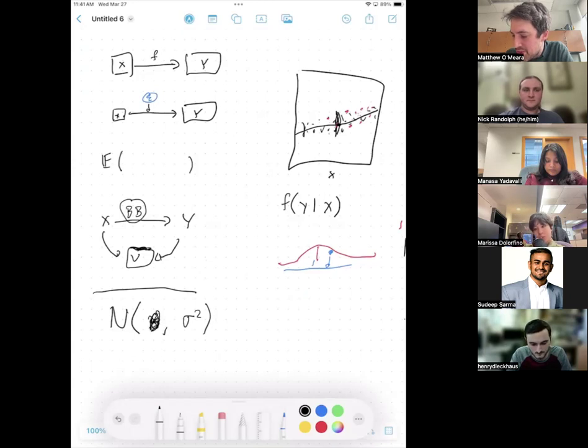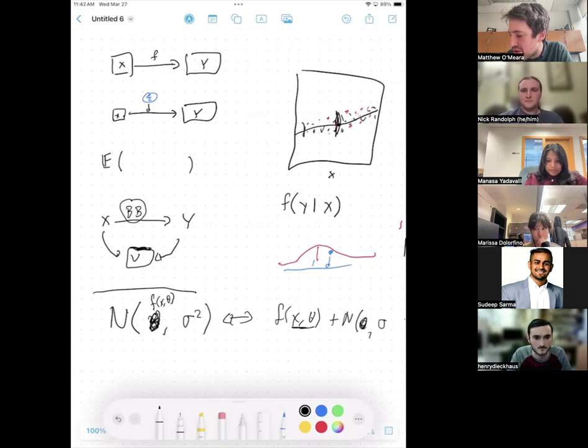Or maybe let's do it this way. We'll do f of x, theta here, right? So we care about adjusting the theta, and this is the noise distribution around it. But this is going to be equivalent to f of x, theta plus a Gaussian that doesn't depend on theta or x, where this is centered at 0 and it has the same noise to it.